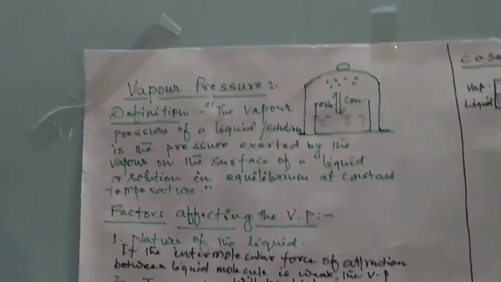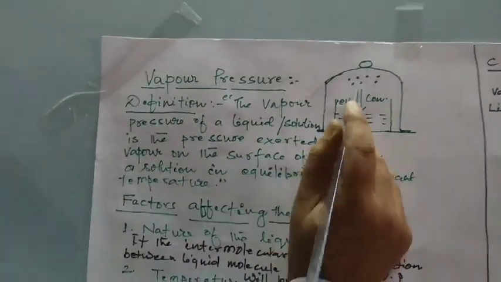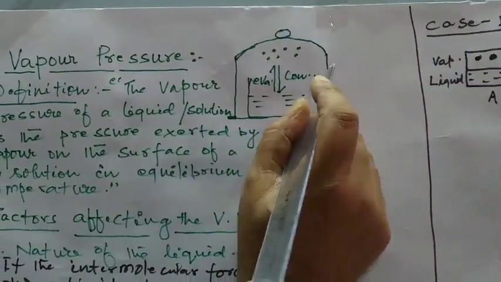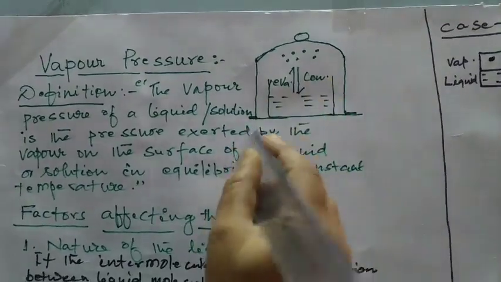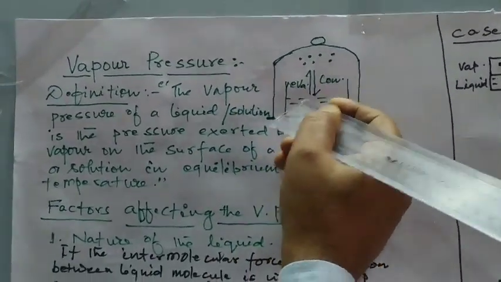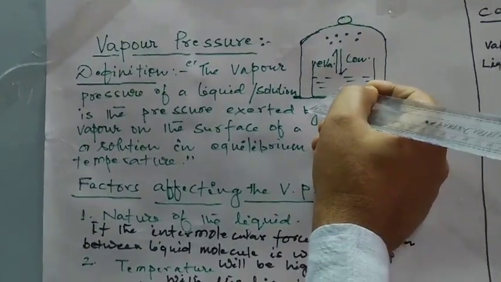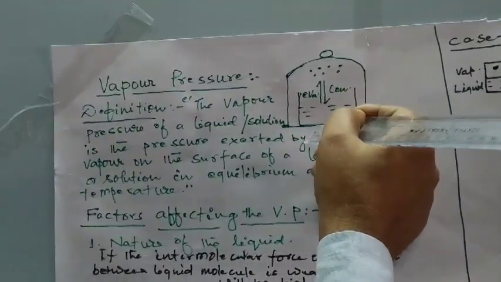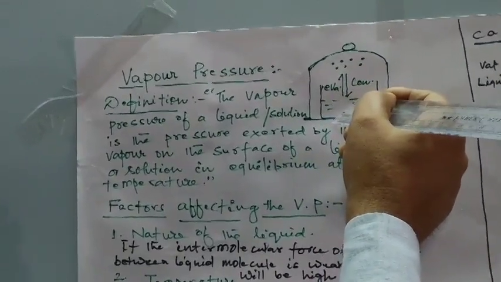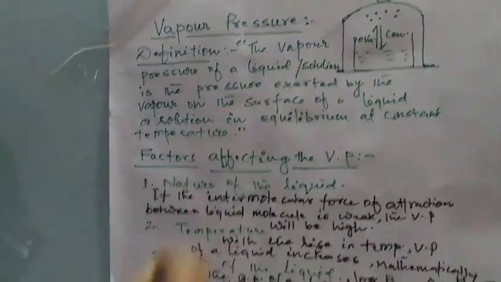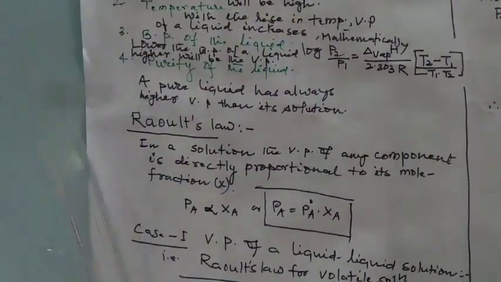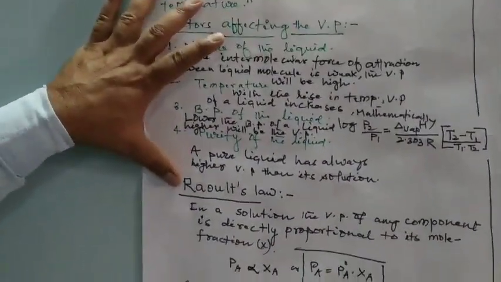The moment some substance is added, what will happen on the top of the surface? Some of the surface will be occupied by the added substance, while the rest is occupied by the liquid molecules. So obviously, as the number of liquid molecules on the surface decreases on addition of a substance, its vapor pressure decreases. That is why it is said a pure liquid always has higher vapor pressure than its solution. So this is all about vapor pressure.